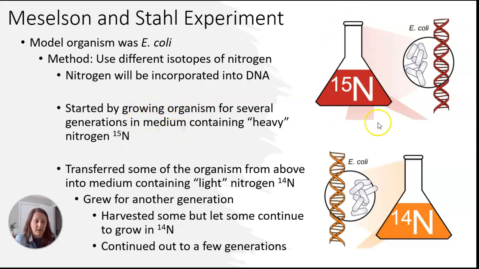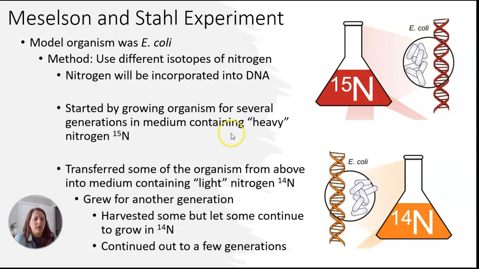So they had an Erlenmeyer flask, which is pictured here. They had broth culture. They had E. coli in there. And the only source of nitrogen that the E. coli had was this isotope, N15. And so if we looked at the DNA of this E. coli, it would all be heavy DNA.